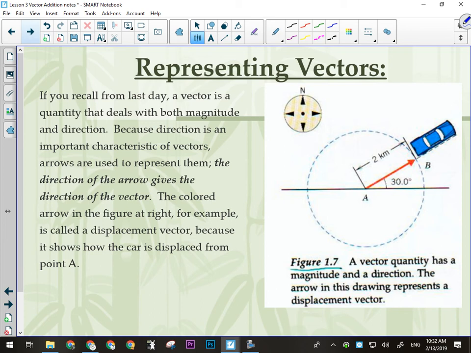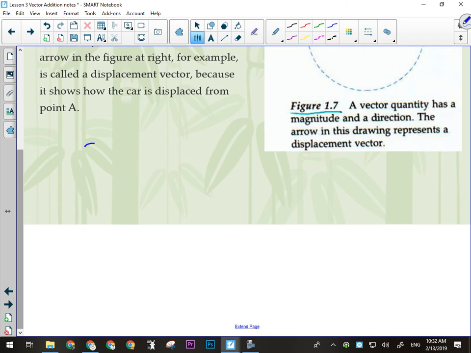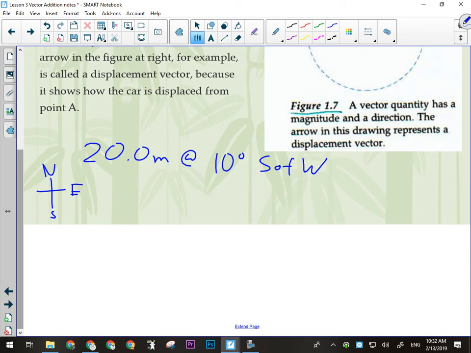So if I'm given a vector, let's just say I've got one here, and I want to draw it: 20.0 meters at 10 degrees south of west. Just in case we're not familiar with a compass, which way is southwest? This way. Now I've written 10 degrees south of west. Where's that measured from? From west, right? It's measured from here.